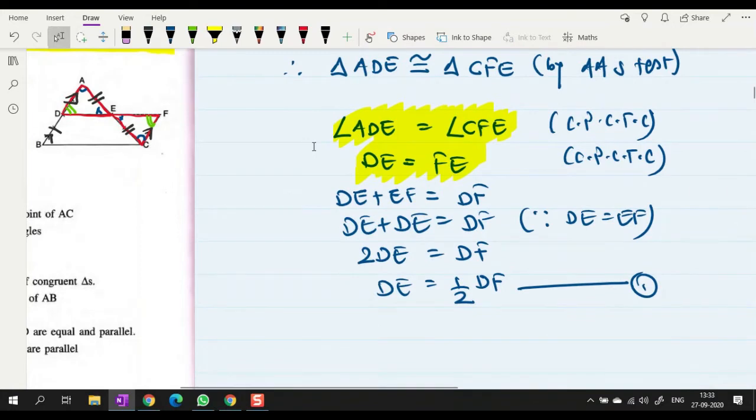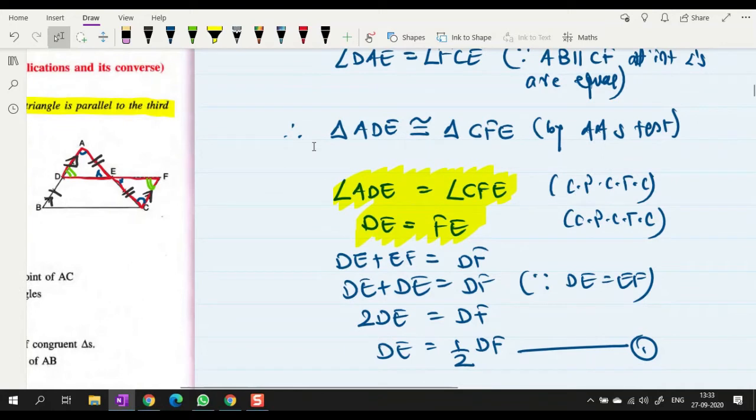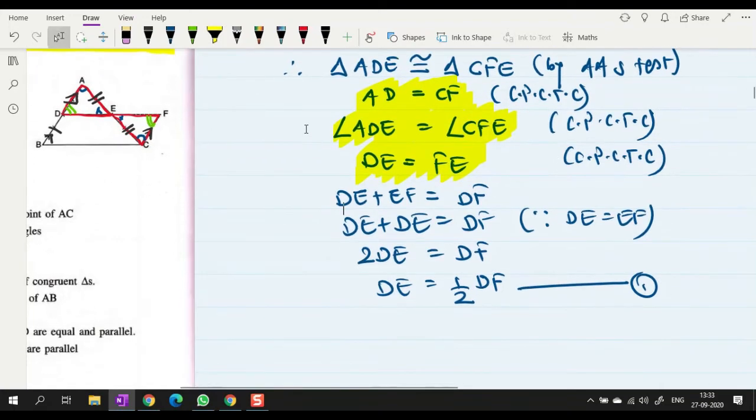Next thing, I had to prove one more thing equal, which I did not, so I will prove it now. I can also say that AD is equal to CF, CPCTC. So in all there are 3 CPCTC which we are using. AD is equal to CF. Now we are at the final part.